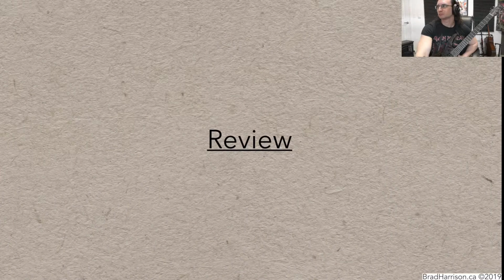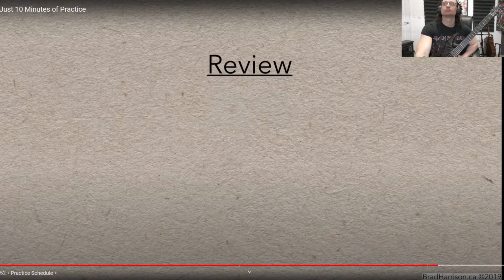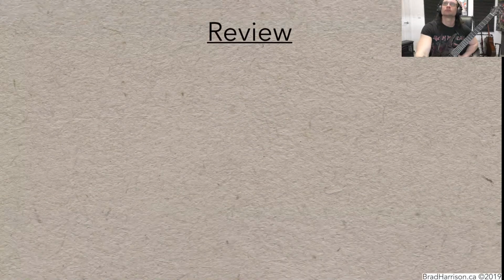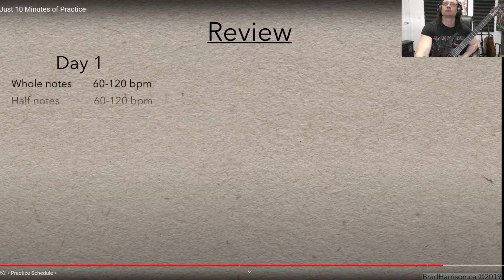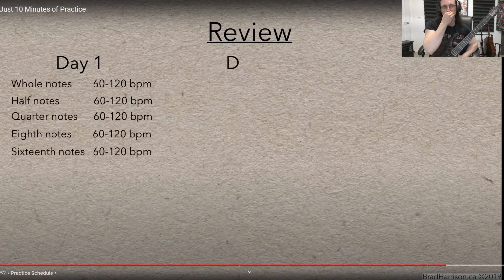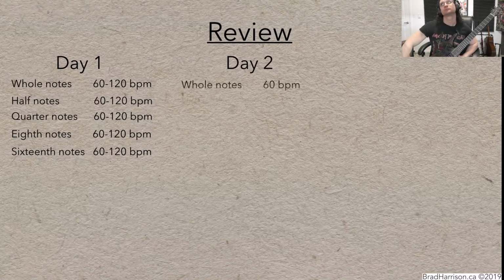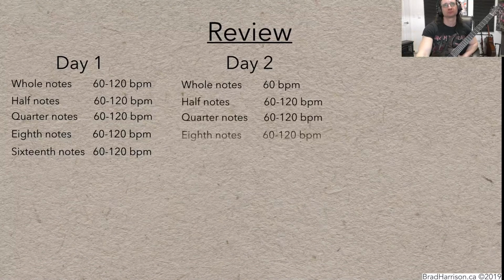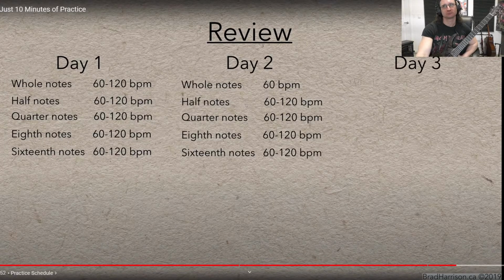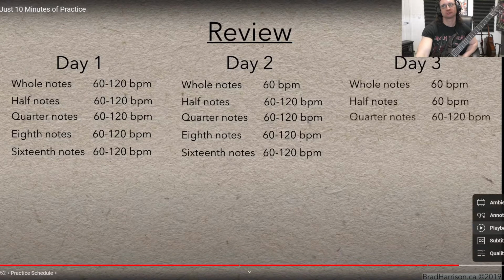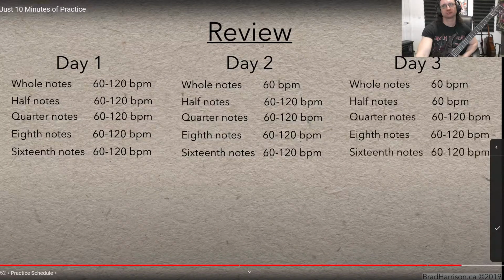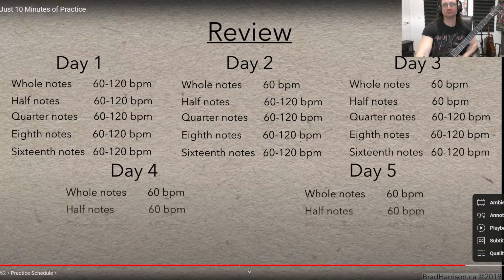Maybe you don't need to do the whole process every day, but it's still good to start slow and ramp up the speed. A good practice schedule might look like this. On the first day, you do all the exercises. On the second day, maybe you play slow whole notes once and then skip straight to half notes. Then do all the rest of the exercises. On day 3, do slow whole notes once and slow half notes once, and then do all the rest of the exercises. If all is going well, you can keep up a similar pattern with day 4 and 5.